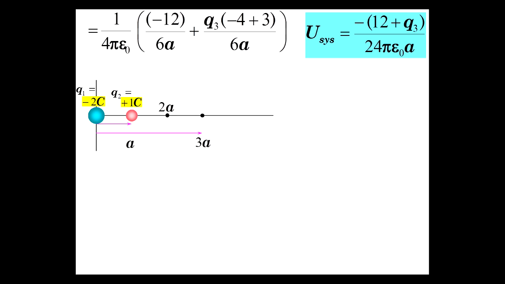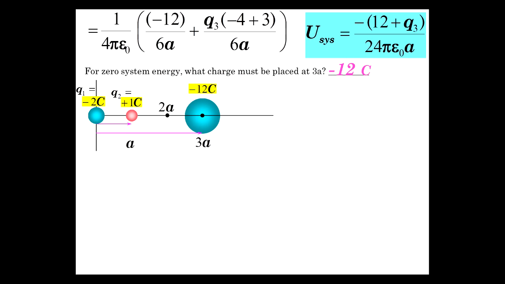The thing we have to do yet is figure out the following. Let's assume 0 system energy. So this is the formula for this problem for the potential energy of the system. For it to be 0, what do we need Q3 to be? What charge are we going to put here? Well, that reveals itself very clearly that we make this -12, in which case the whole energy of the system will be 0.